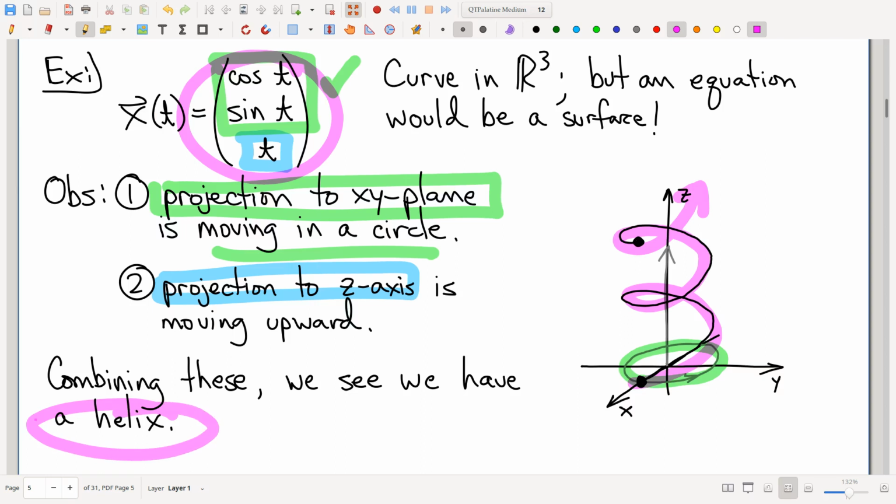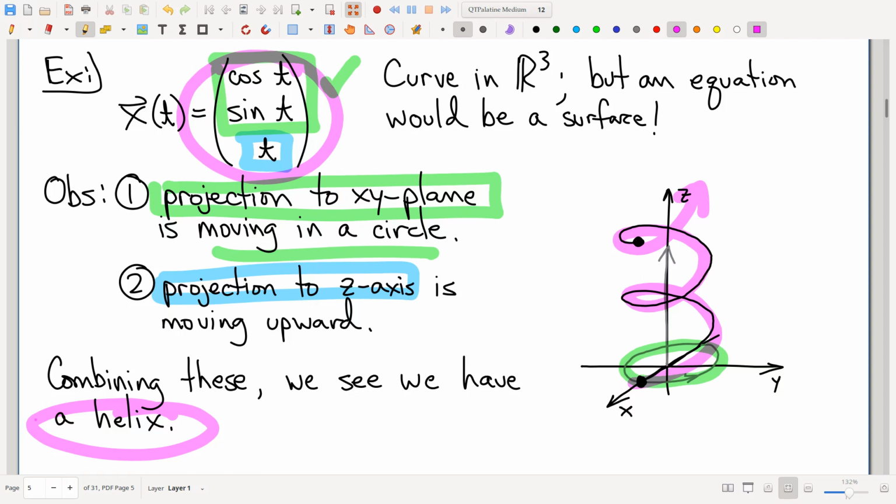Yeah, question? How do you know it's going to be... Well, because it says so right here, z is t. And so as t increases, what does z do? Well, z is t, so it increases. Is that satisfying? Okay, yeah. Absolutely, yes.